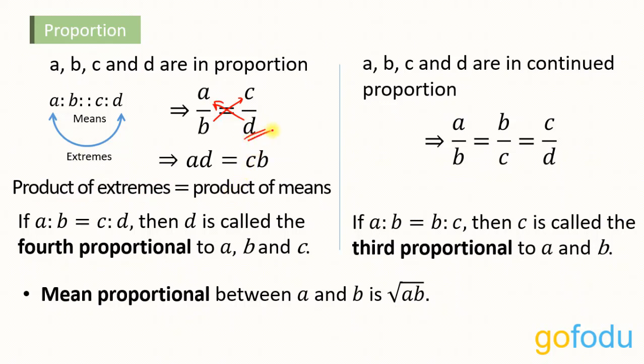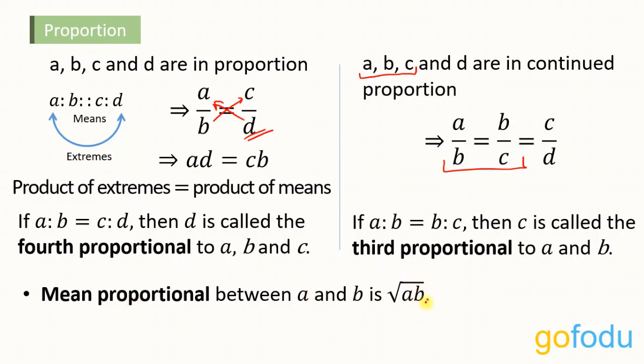Here D is called the fourth proportional to A, B and C. Okay. Then we have continued proportion. If A, B, C and D are in continued proportion, then A upon B will be equal to B upon C will be equal to C upon D. If only A, B and C are in continued proportion, then A upon B will be equal to B upon C. And here, if A, B and C are in continued proportion, then C is called the third proportional to A and B. Okay. So we have fourth proportional, third proportional, and we have mean proportional. Mean proportional between A and B is root of AB.